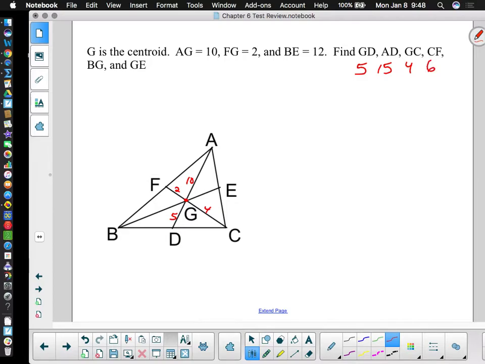Now here's the tricky one. BE is 12. So how long is GE going to be, the short part? 4, one-third of 12. Which means this is 8. And 4 plus 8 is 12. Okay? So again, not really difficult, but definitely checking one of our theorems on centroids.